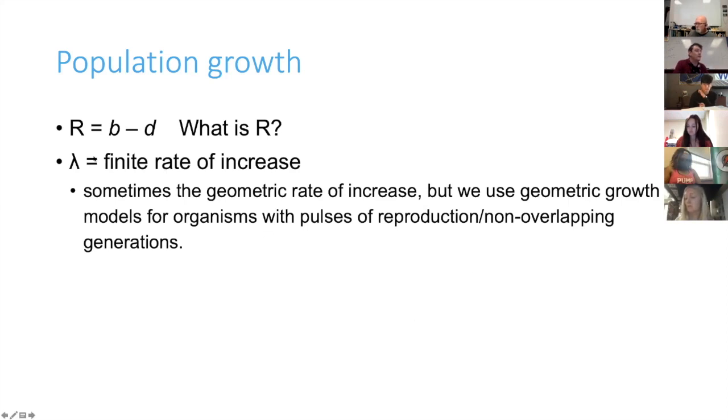Okay, and the other term that we're going to define here is this finite rate of increase. You heard me call it the geometric rate of increase earlier out of habit, but I want to clarify something here. You'll see it both as the finite rate of increase and the geometric rate of increase. Typically, we use the geometric rate of increase when we're dealing with geometric growth models. And we're actually going to get beyond that in just a moment, because the geometric growth model is usually used for organisms that have pulses of reproduction and where the generations don't overlap.